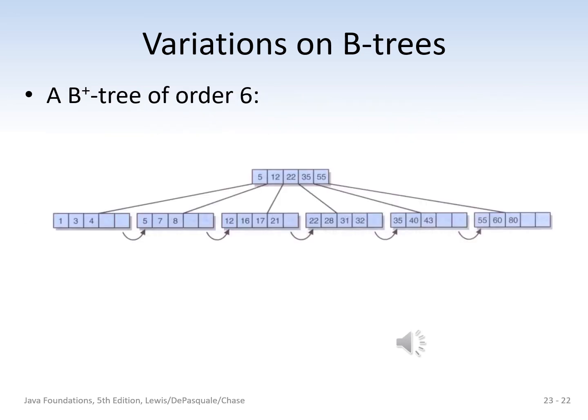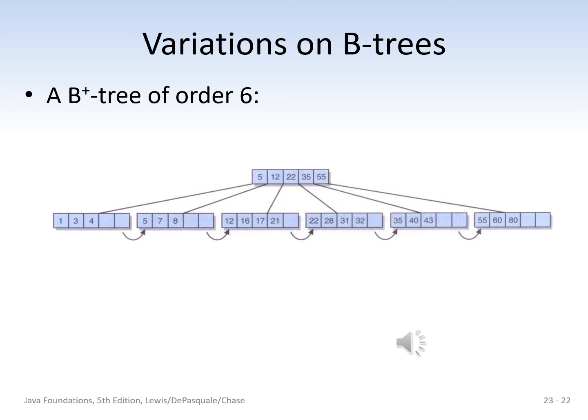So now we're going to take a look at a B plus tree of order 6. And let me remind you that in a B plus tree, each element appears in a leaf, even if it also appears in an internal node. So each of these elements, 5, 12, 22, 35, 55, are also featured in the leaf of that, or the children of that root. So there's the 5, there's the 12, there's the 22, there's the 35, and there's the 55.